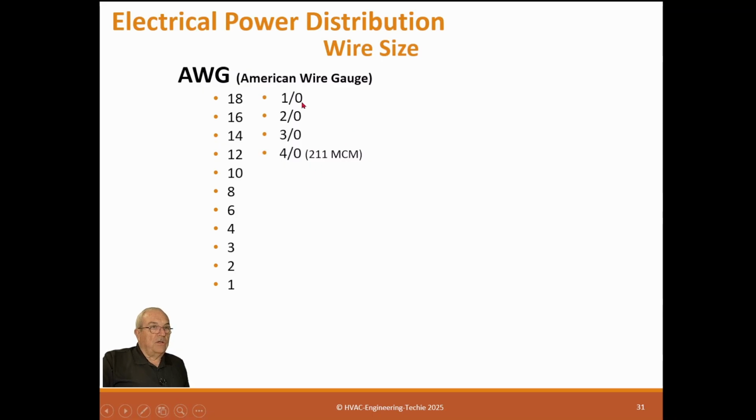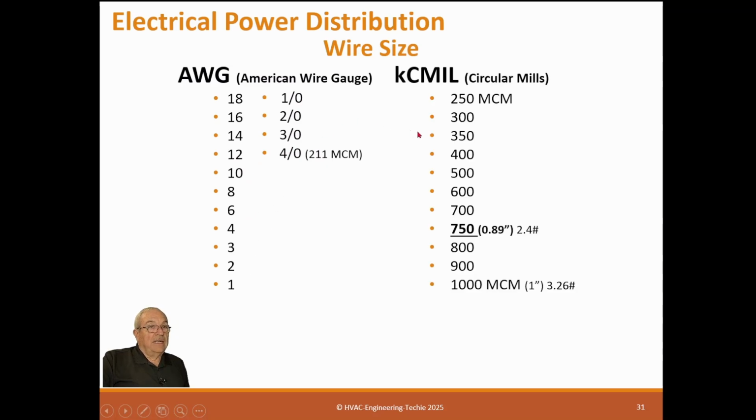And then, of course, we also go up to the 1-aught, 2-aught, 3-aught, 4-aught. Now that's kind of interesting to see what those are. These are really big wire. And then we have KCMIL, which is circular mills. So you can see that 250 MCM is about the same as a 4-aught. MCM is 1,000 circular mills. And you can see that 250 is the lowest, and they go clear up to 1,000 MCM.